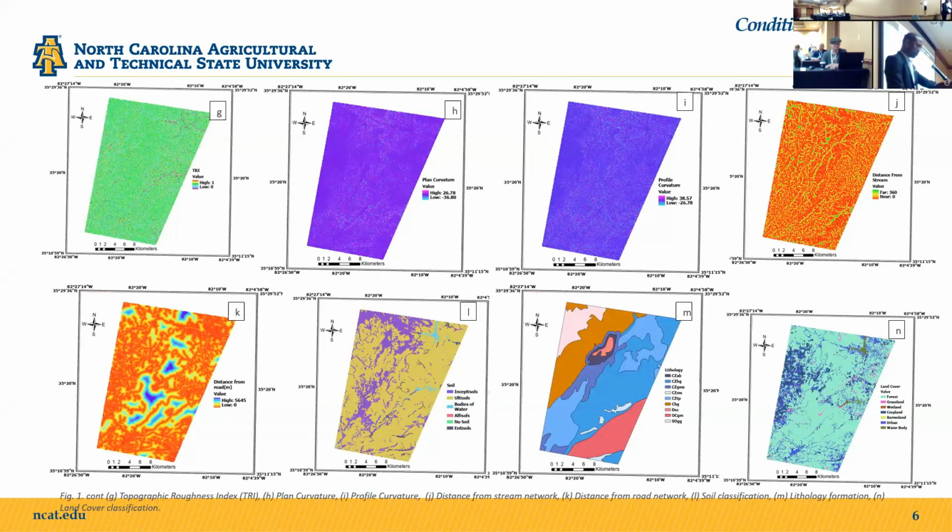We also made use of plan curvature, whether the slope is concave, convex, or flat. The profile curvature, distance from stream, and distance from road are also considered here. We also consider the land cover map and the soil map too.